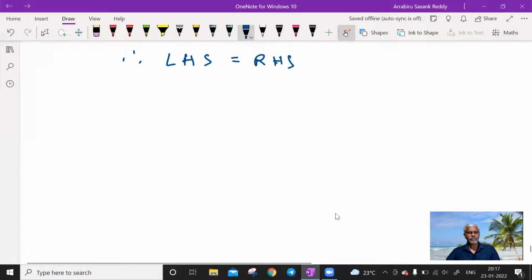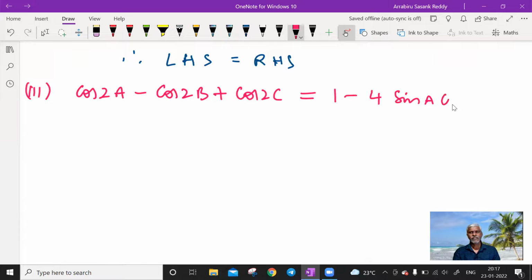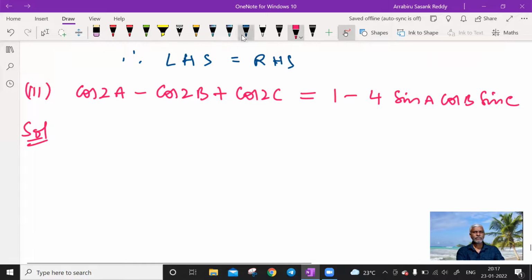Now let us take up the third bit, one more problem from the same condition. Cos 2A minus cos 2B plus cos 2C. I am taking the second term as minus. This becomes 1 minus 4 sin A cos B sin C. Same, take the left hand side.